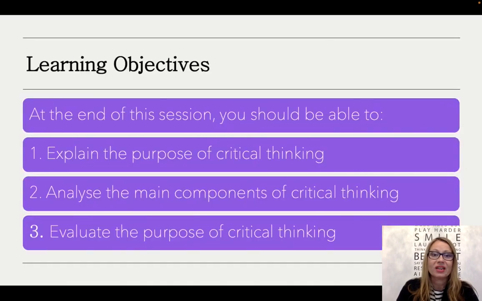By the end of this session, we'll really be looking for you to be able to explain the purpose of critical thinking, analyse the main components of critical thinking and evaluate the purpose of critical thinking.